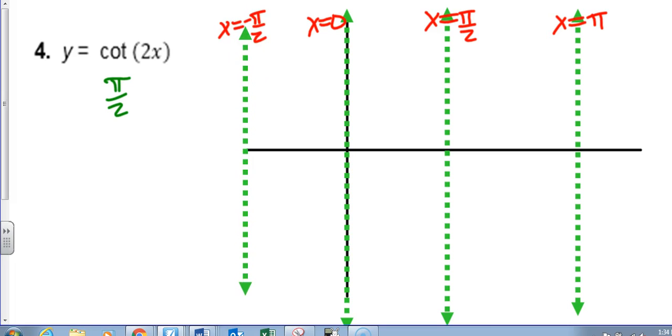All right, anything else I got to remember? Is it going like this? That's the tangent shape, right? Cotangent goes the other direction. So it's doing this. We got to figure out where those zeros are.